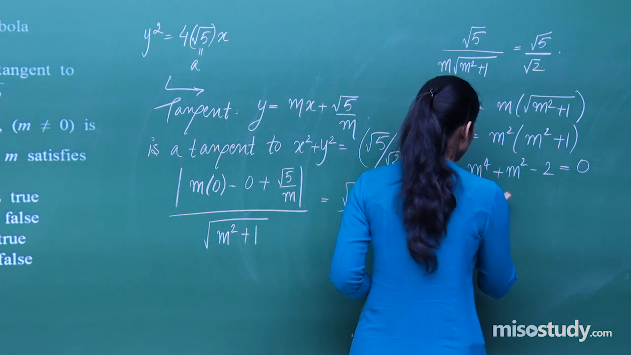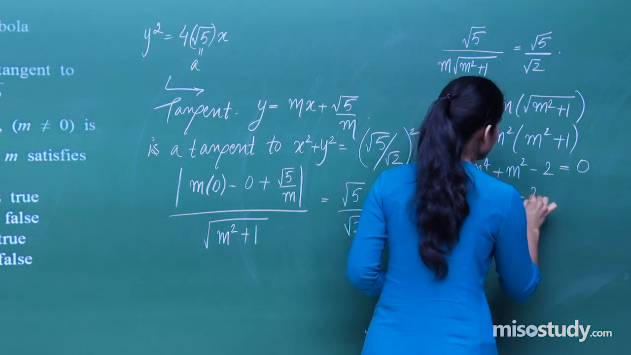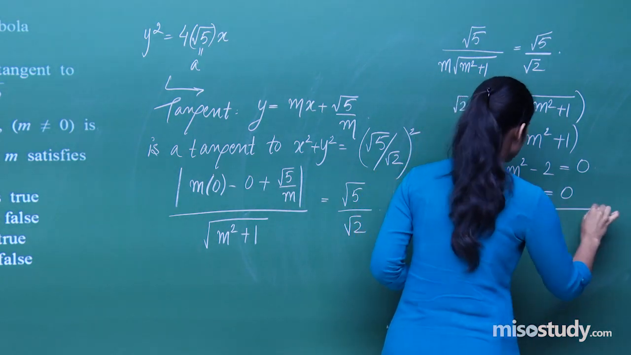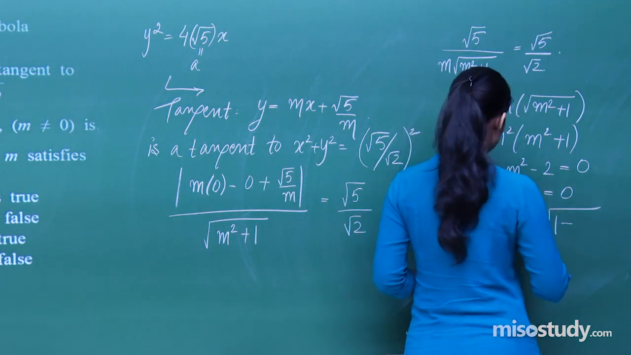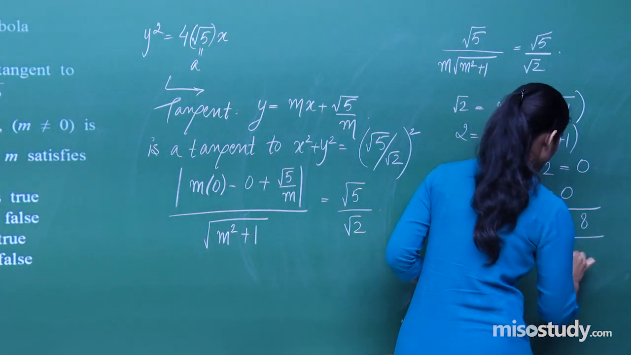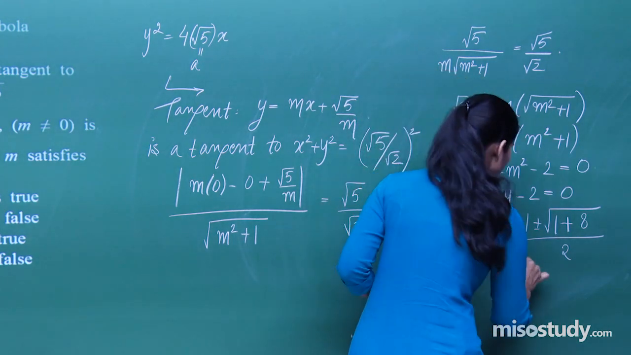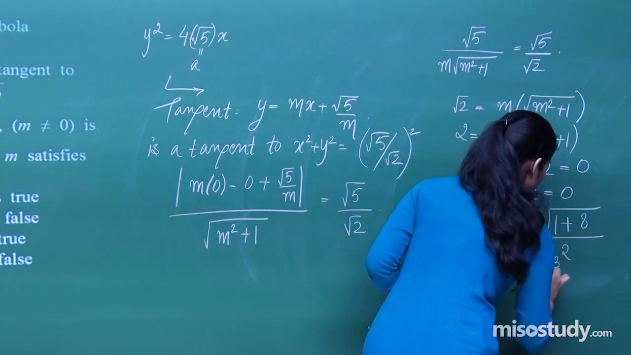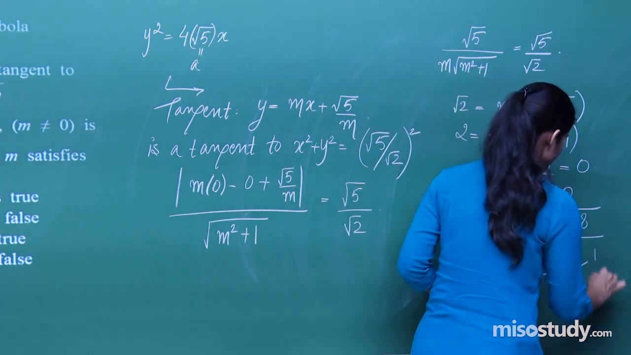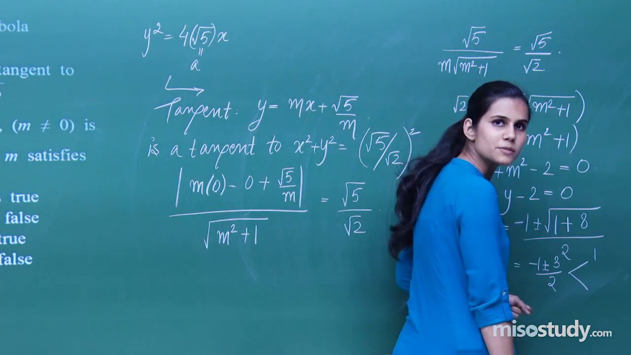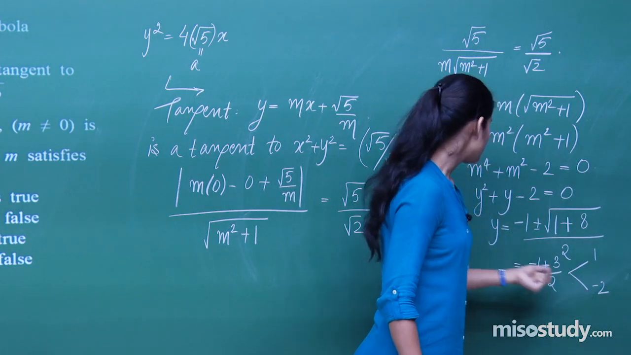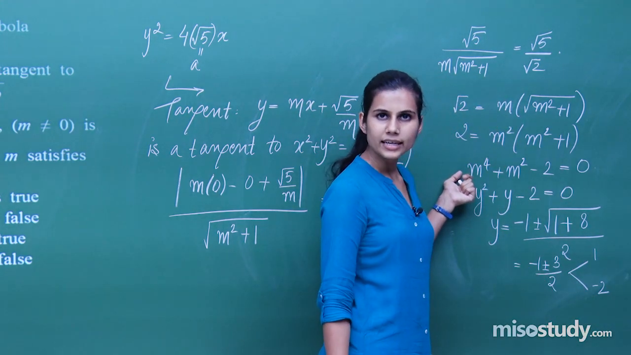Okay? You can write this as y square plus y minus 2 equals 0. When you find out the value of y, you get minus 1 plus minus root over 1 minus 4 into minus 2, whole upon 2. This gives you minus 1 plus minus 3 by 2, which gives you what? Minus 1 plus 3, that is 2 by 2, that is 1, and minus 1 minus 3, that is minus 4 by 2, which is minus 2. So y is coming out to be 1 and minus 2, but y is actually m square, and m square can never be negative.